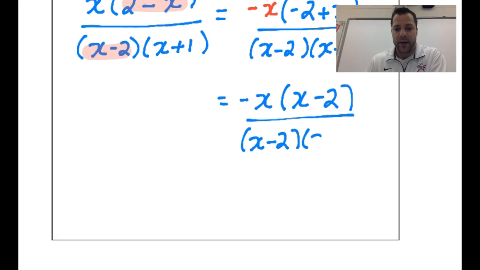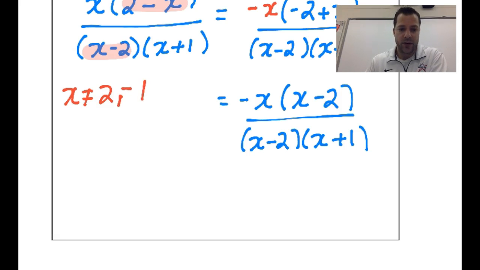Now let's go ahead and list our restrictions. What makes our denominator 0? So x cannot be 2, right? Because if I plug 2 in here, 2 minus 2 is 0. And x cannot be negative 1. Those are the two issues.